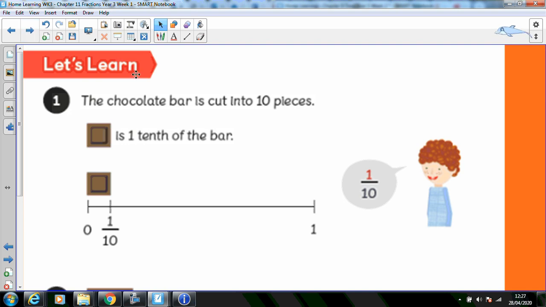It says the chocolate bar is cut into 10 pieces. Remember, there were 10 squares of chocolate to start with. One piece or square is 1/10 of the bar, the whole bar of chocolate. Okay, here's Elliot with his one piece, his 1/10, and we can show that on a number line. Or if you drew a comparative bar model, you'll have one square drawn for Elliot.